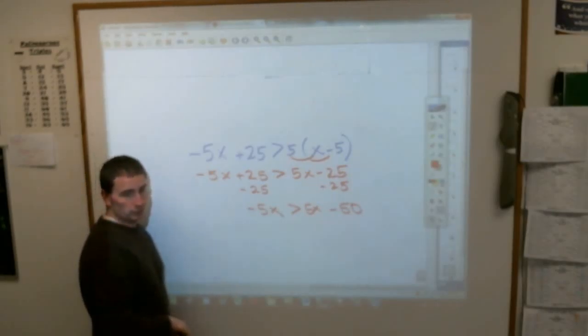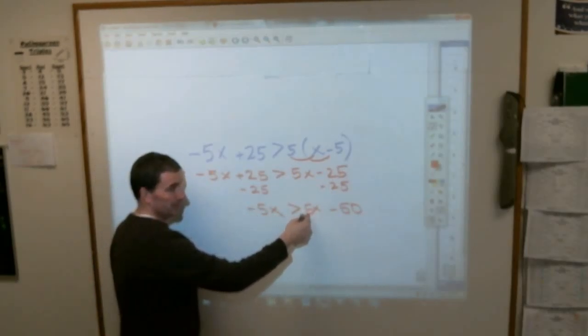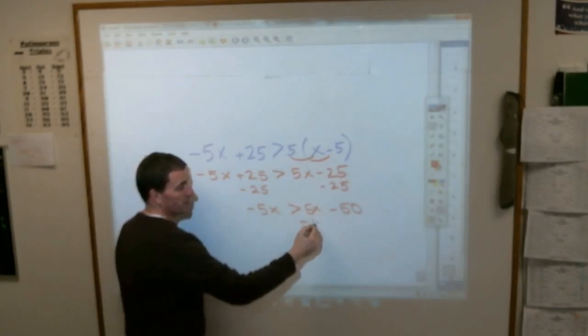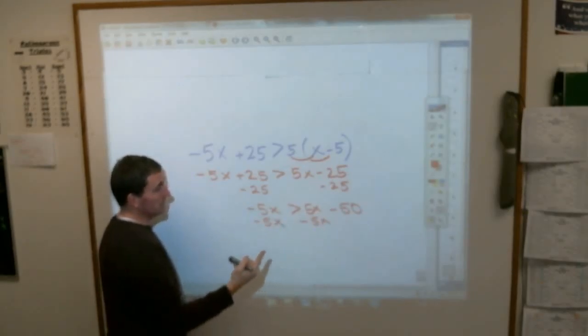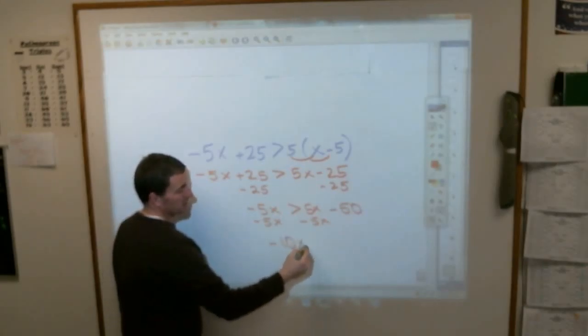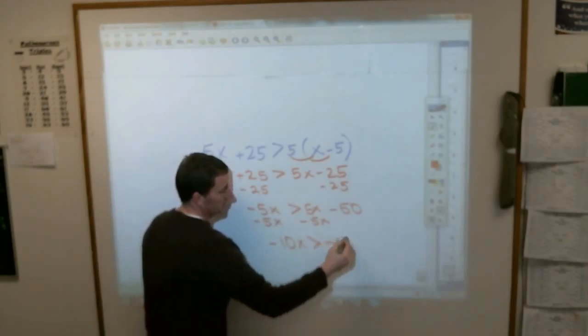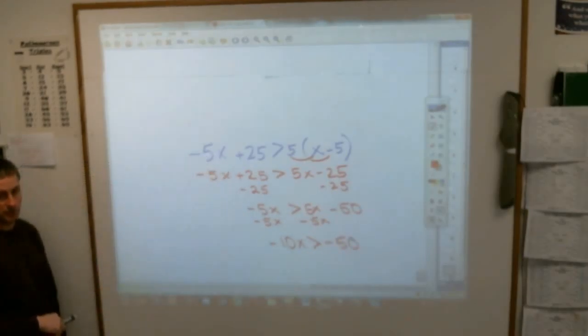Now what would you have to do? I got my numbers over there, so I'm really left with no choice, but I need to get this 5x over here, so I subtract 5x. Again, the sign doesn't change because we're adding and subtracting, not multiplying. That gives me a negative 10x is greater than negative 50. How many people got that far? Now what do we have to do?